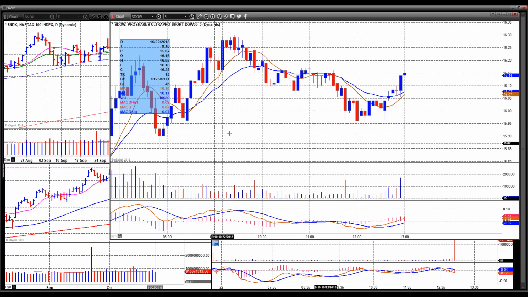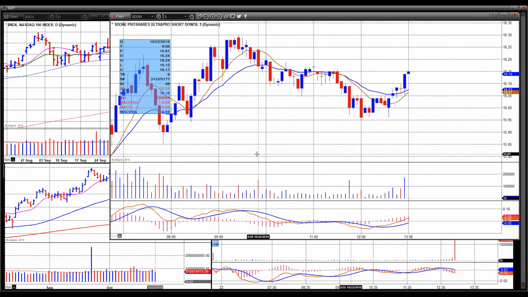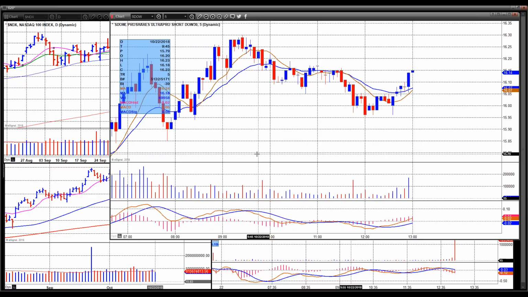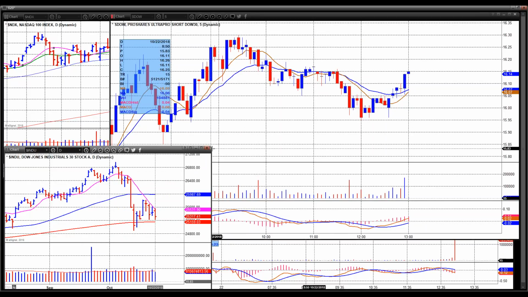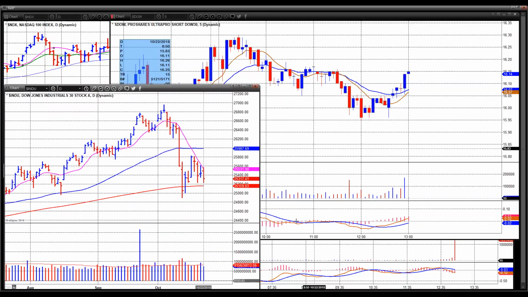You can also use the SPXU. These are all, I think, 3X index ETFs, and I find that these work pretty well in terms of finding inflection points. So if we just look at the Dow, one of the things I'm always watching when I'm trying to figure out how I want to use this on any given day is what's going on with the indexes.